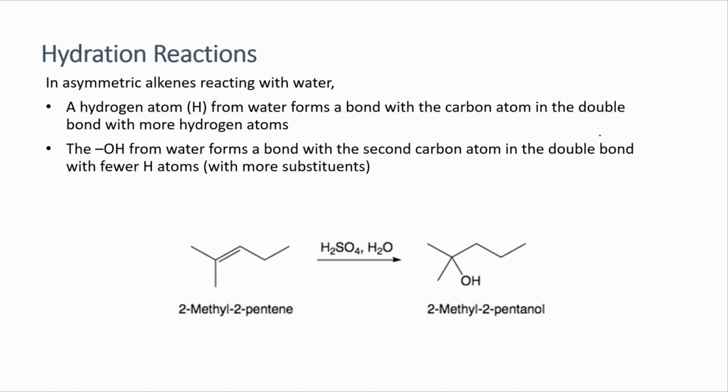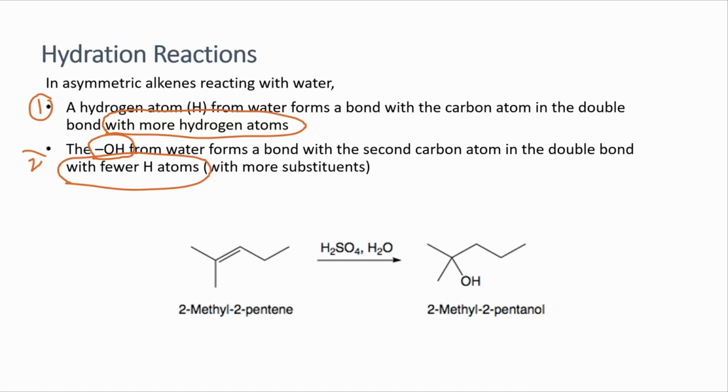Now, in an asymmetric alkene, this is the rule. The hydrogen atom from the water forms a bond with the carbon atom in the double bond with more hydrogen atoms. So this is very important. The hydrogen atom goes and binds with the carbon that contains more hydrogen atoms, and the hydroxide group will go and bind with the carbon atom with fewer hydrogen atoms. So this is how you know where the hydrogen and hydroxide go. That is rule number 2.